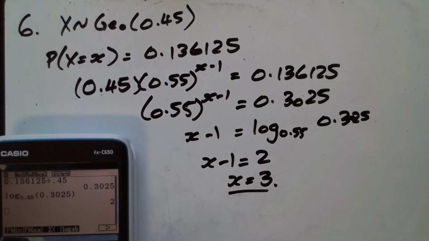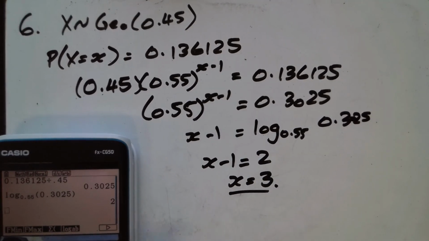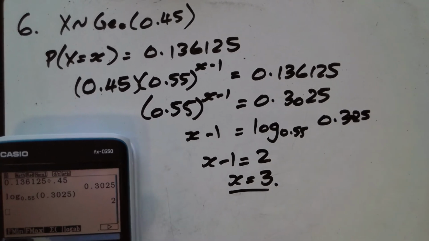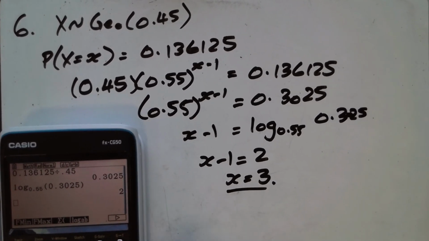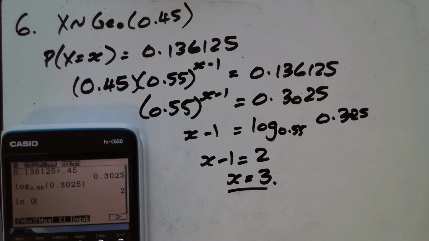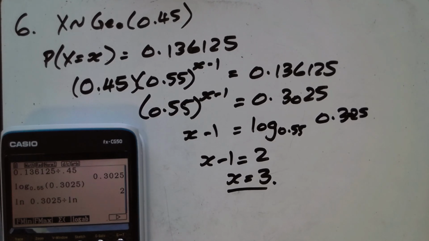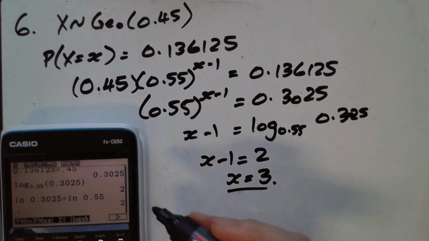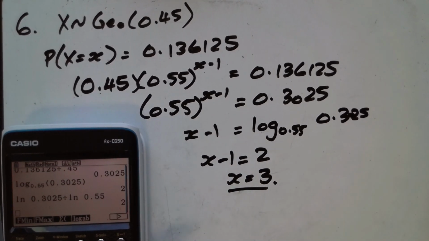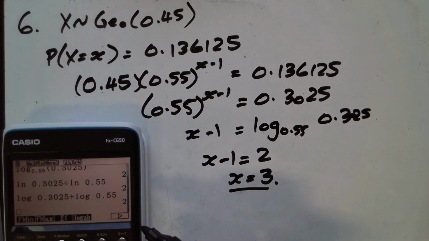Lots of other ways of doing this. If you don't like doing your logs like that, you could just do a normal one. So ln of 0.3025 divided by ln of 0.55. That will give you the same answer. You could do a log, same idea, it doesn't matter what base you take from each side, it'll get you the same answer there.